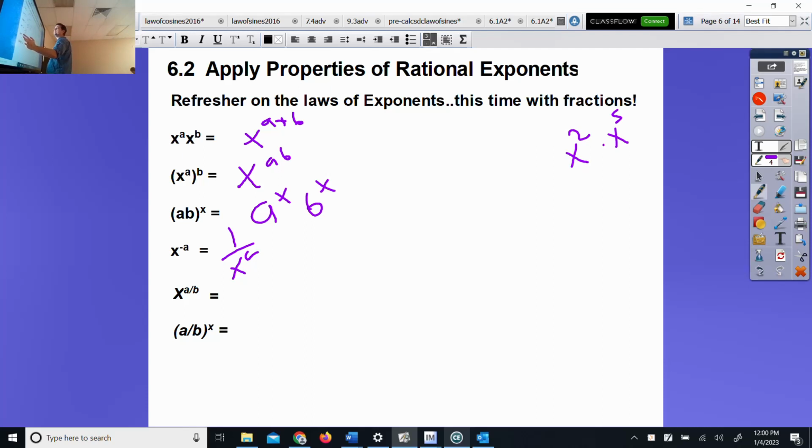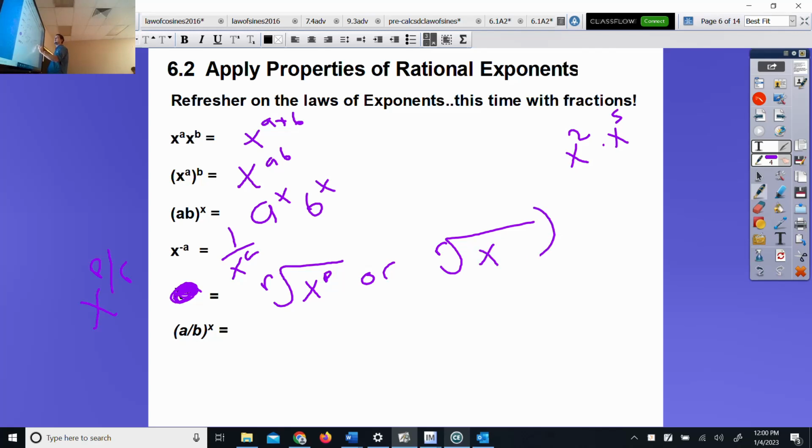Sometime around 2017 or 2018, I quit using a's and b's here. I changed that one to x to p over r, because it just made more sense to use the letters p and r. Why does it make more sense? Power, root. So how do you rewrite x raised to the power divided by the root? We've been doing this. The rth root. I got you.